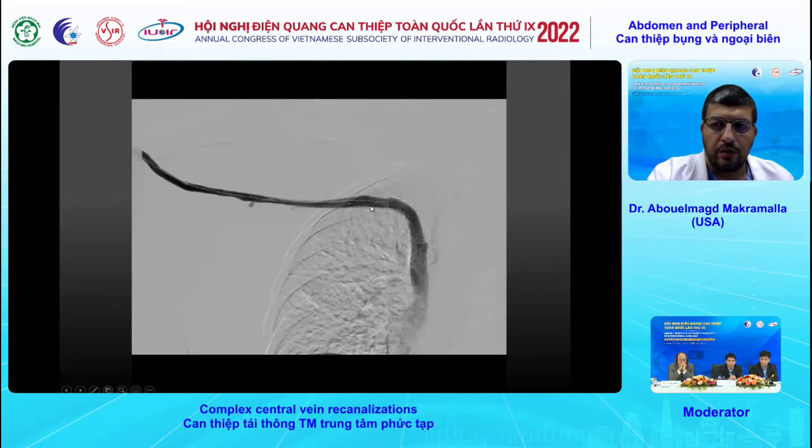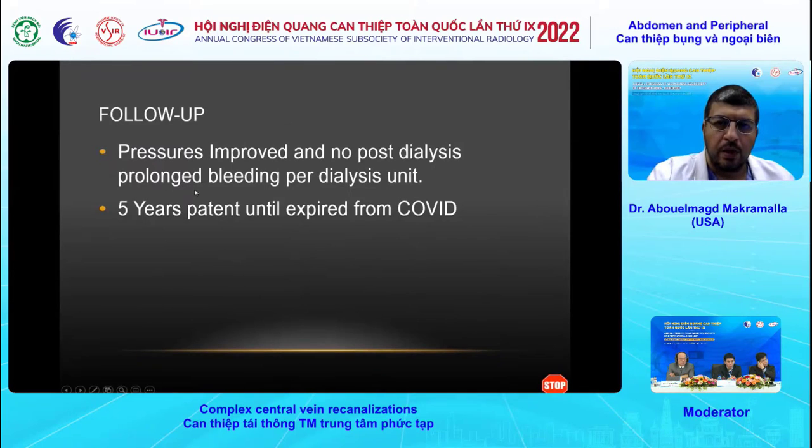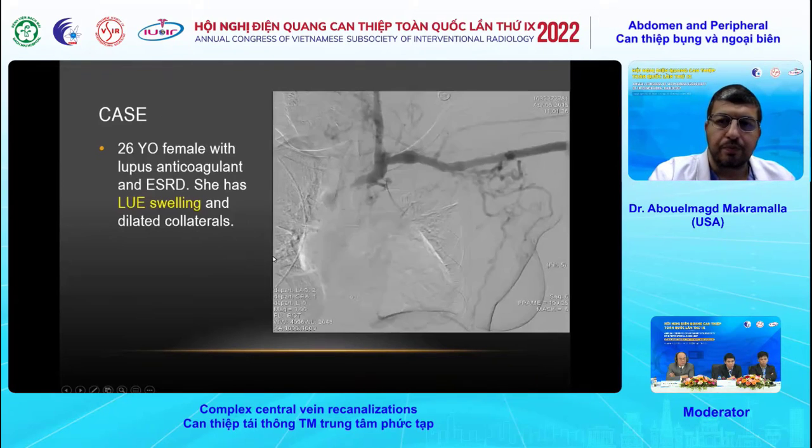And then the final venogram shows complete patency of the stent, and these are the images before and after, where the patient had the port with complete occlusion, and this is after we recanalized the right brachiocephalic vein. Pressures improved, and there was no post-dialysis prolonged bleeding, and this remained patent for 5 years, unfortunately, until the patient expired due to COVID pneumonia.